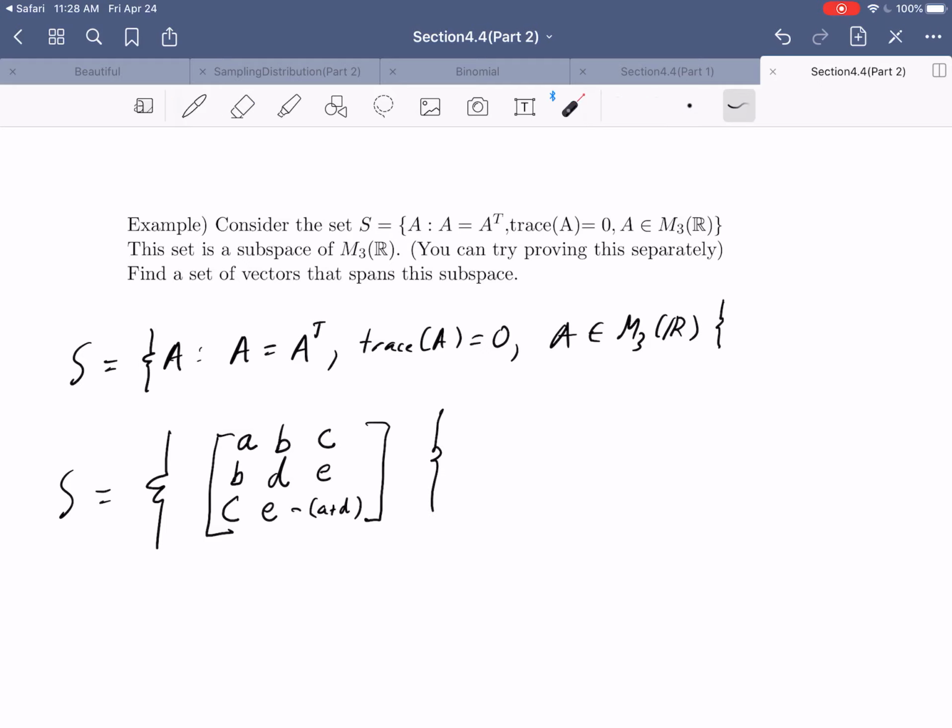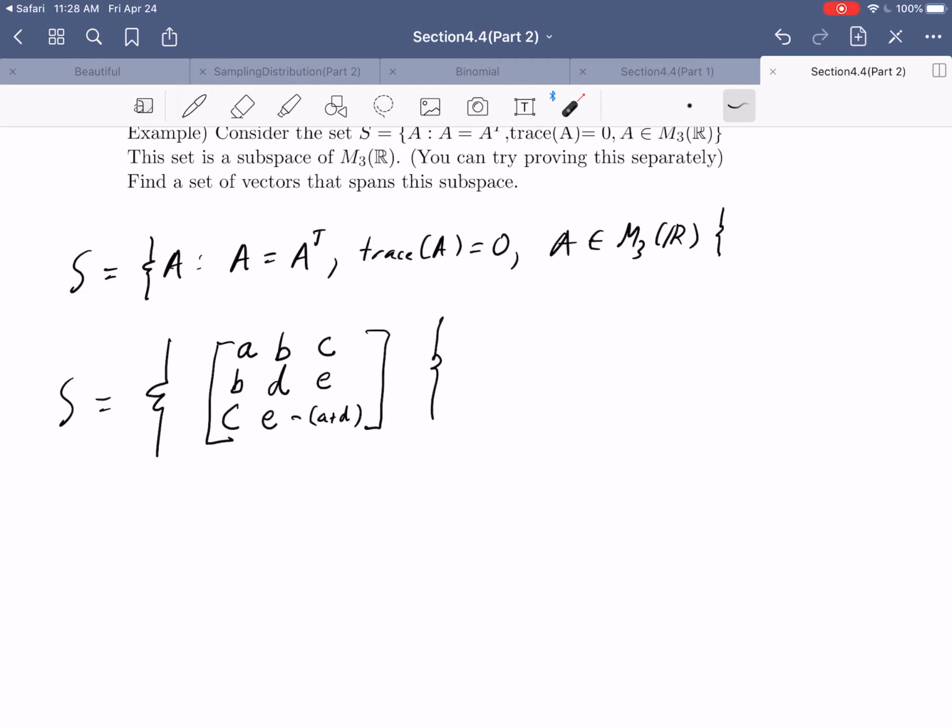Those are the types of matrices that are going to build all the matrices that look like A equals A transpose and the trace of A is 0. So now let's think of a spanning set of these. It's really easy to get a spanning set. You're just going to let each parameter be 1 while all the other parameters are 0. So let's go ahead and do that.